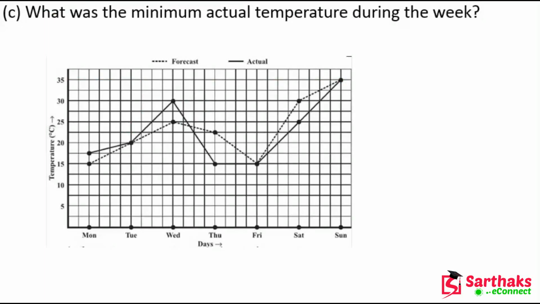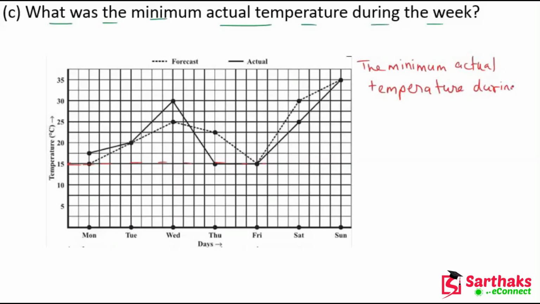Yes, next one is, what was the minimum actual temperature during the week? If you observe this, the minimum actual temperature during the week was, here you can see, 15 degrees centigrade. So here we can write: the minimum actual temperature during the week was 15 degrees centigrade. What is 15 degrees centigrade?